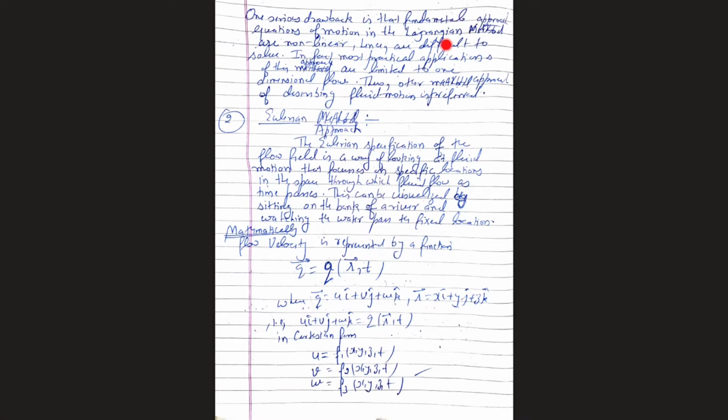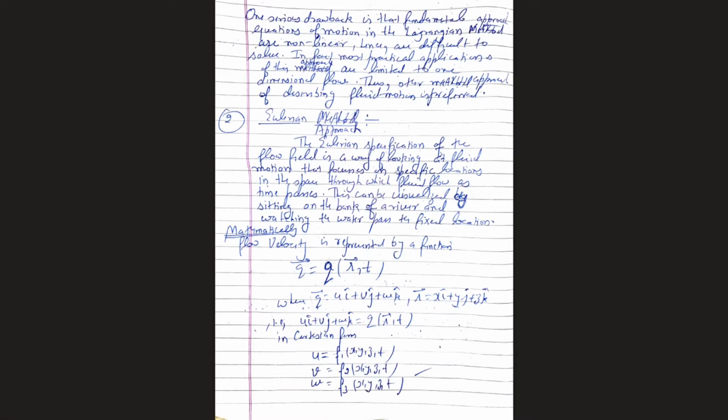So these are the two drawbacks. One drawback is that the equations of motion formed by using the Lagrangian approach are non-linear, and non-linear equations are difficult to solve. Second, the practical applications are limited only to one-dimensional flow, not to higher ones. So for the higher ones we have to use a different approach. So these are the two drawbacks of the Lagrangian approach.